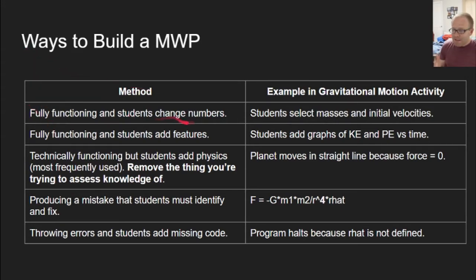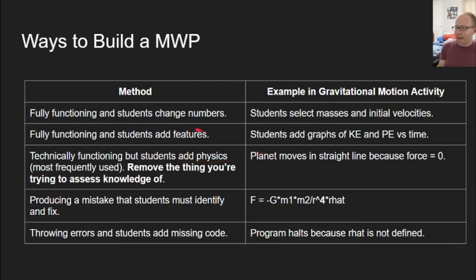A very basic way to write an MWP, in fact, this might not even be technically considered an MWP, is you give the students fully functioning code and they simply change the numbers. So this is where you're treating it kind of like a PhET sim, where you're letting them see the coding underneath the hood. As an example, let's suppose you're conducting a gravitational motion activity with a planet going around a star. The students open the code and enter the masses and initial velocities of the planet and the star, and they run the code and see what happens.